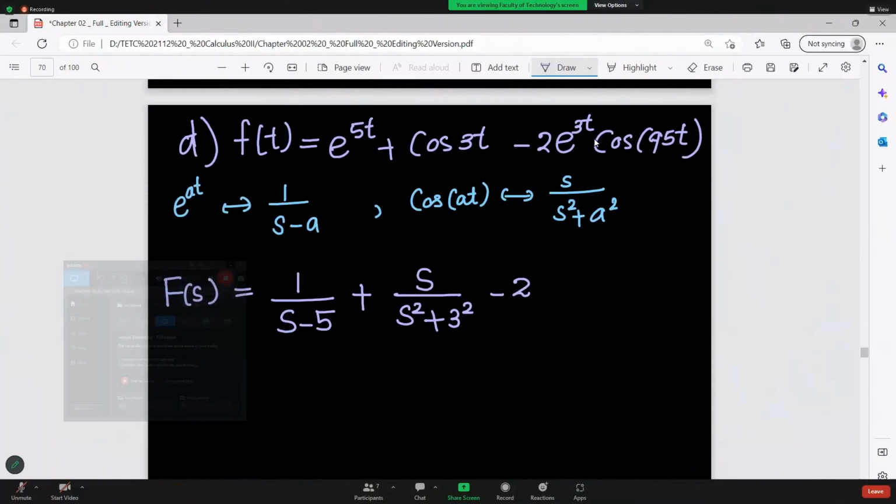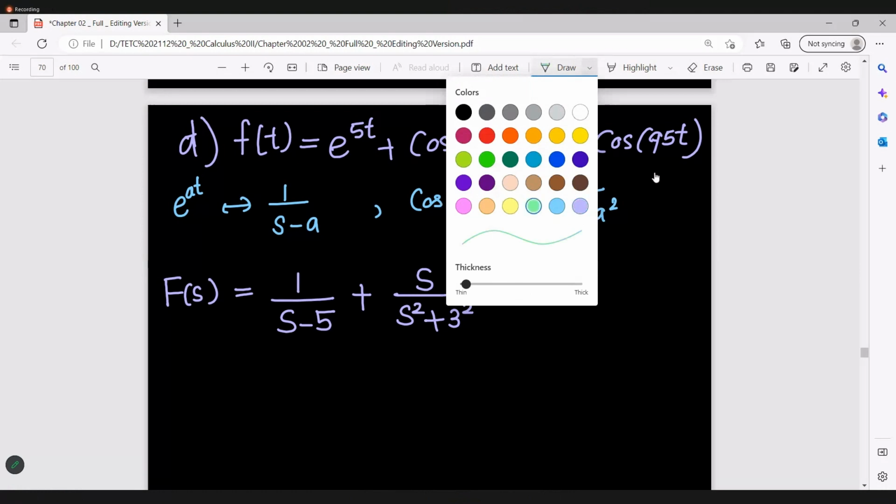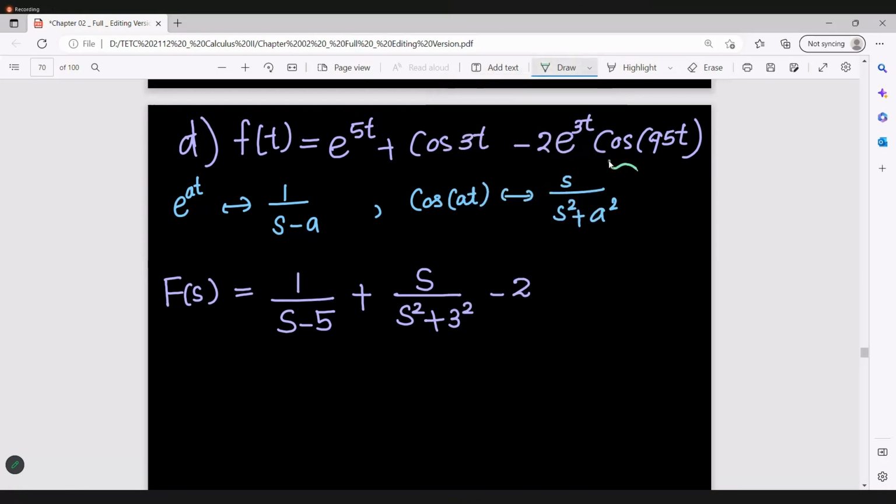So let's consider this cos 95t first. We are going to consider this part first. I will use another color, this one. So I will write the answer here. If we have to find the Laplace transform of cos 95t, what should be the answer? The Laplace transform of cos 95t. For cos at, it is this, but here we are asked to find cos 95t.